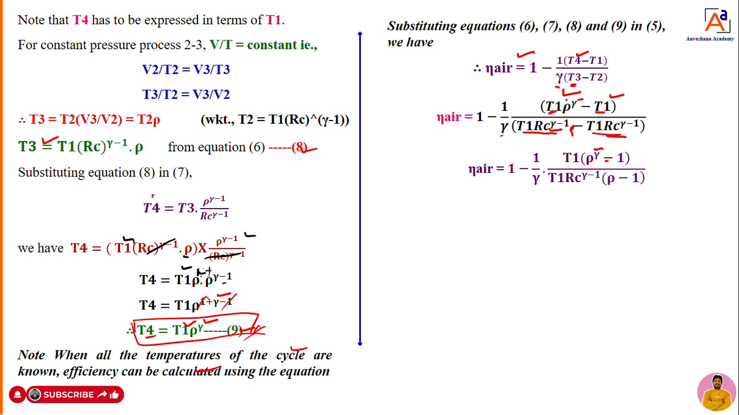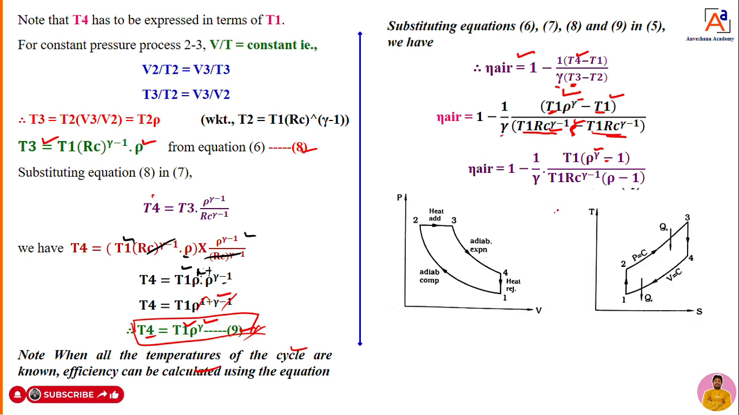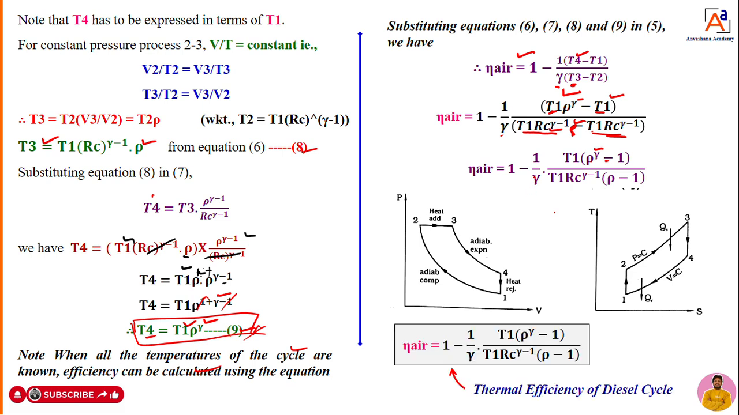That is nothing but T3, whose value you can see somewhere else. This rho is missed; we just added the rho. So then I will take it outside. Then what happens? T1 RC to the power of gamma minus 1, and what is left out here now? Rho minus 1 actually, because I am taking T1 and RC to the power of gamma minus 1 outside, that leaves rho minus 1. That is nothing but the efficiency of the diesel cycle, dear students. So this final equation is the efficiency of the diesel cycle. If you want, you can cancel the common T1.